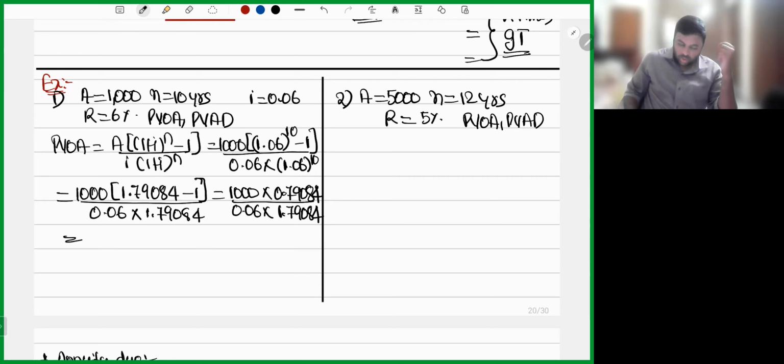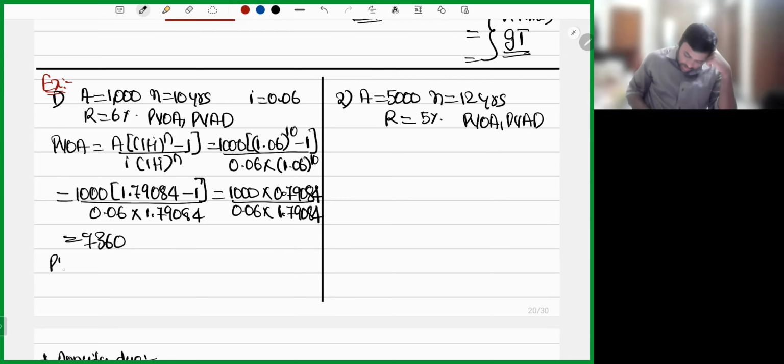No problem. I'll teach you how to do it in the calculator. So 1,000 into 0.79084 divided by 0.06 divided by 1.79084. So you will get 7360. So the present value of ordinary annuity is 7360.